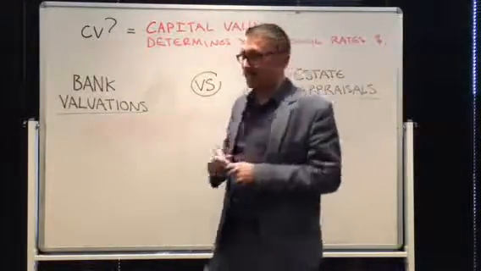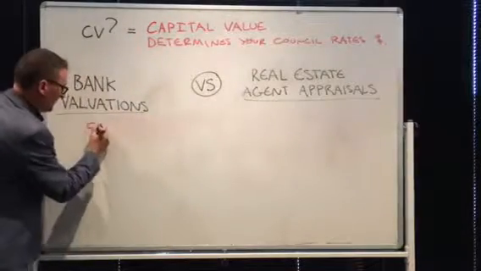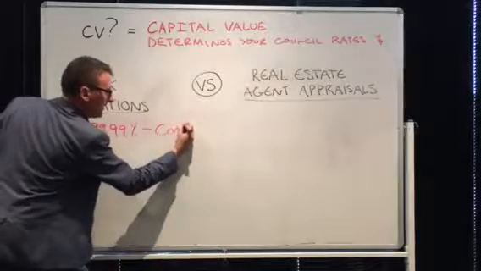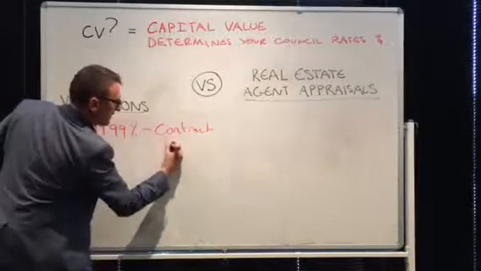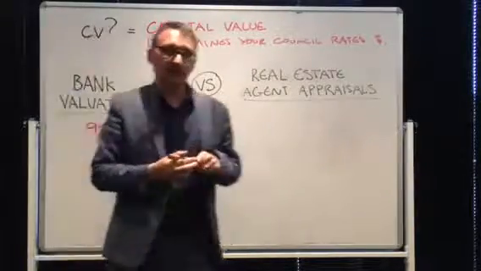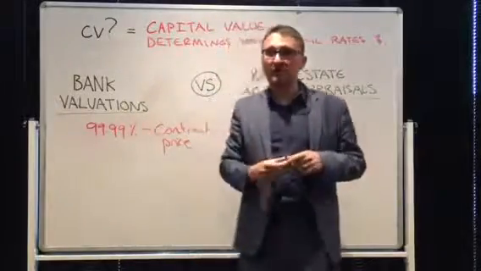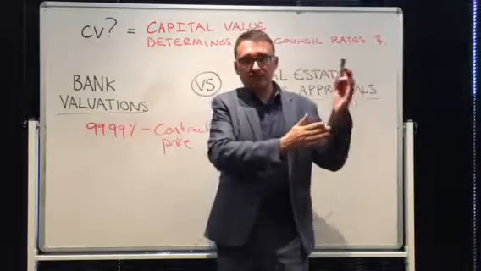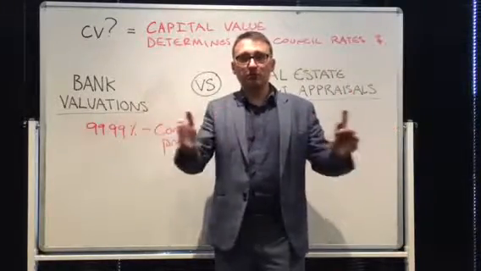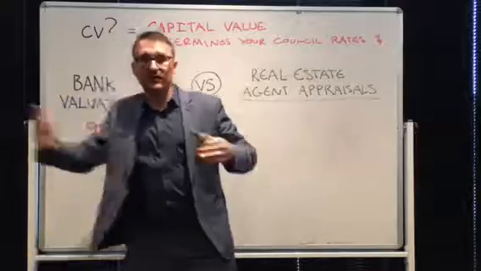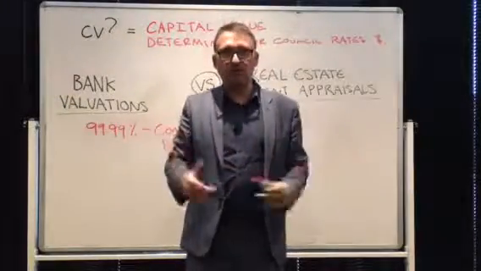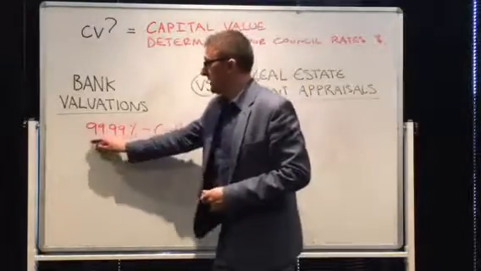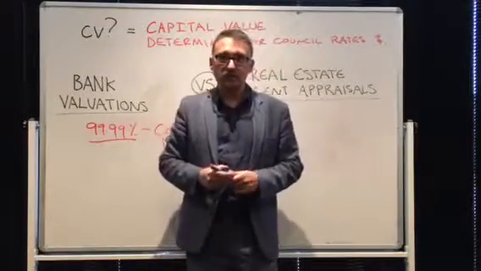Bank valuations. Now, let's say you just sold your property. 99.99% of the time, the bank will value your property at contract price. Meaning, whatever price a buyer has put pen to paper at to buy your property, the bank will come out, make sure everything's in order. They'll look at recent sales, lowest to highest, and make sure that your property isn't ridiculously above that or ridiculously below that to make sure that it's a fair and reasonable valuation. But 99.9% of the time, they will value at contract price.